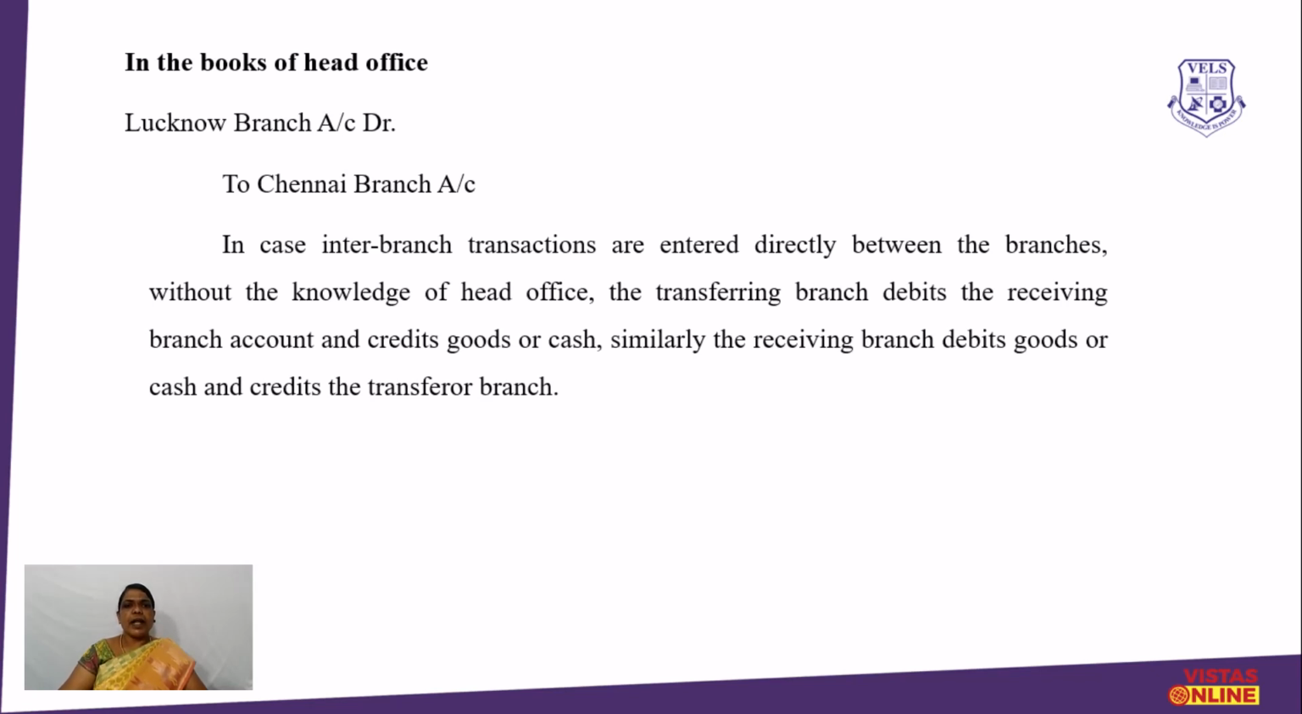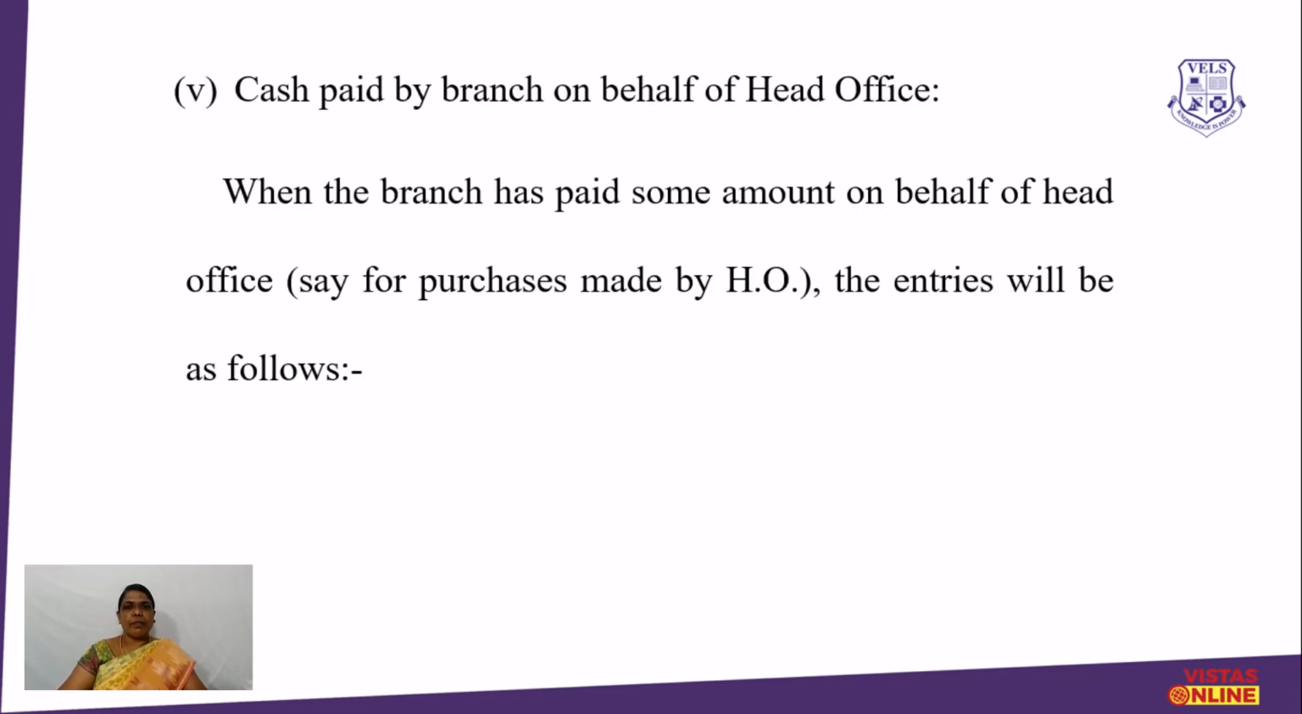In case inter-branch transactions are entered directly between the branches without the knowledge of head office, the transferring branch debits the receiving branch account and credits goods or cash. Similarly, the receiving branch debits goods or cash and credits the transferor branch. Then cash paid by branch on behalf of head office. In some situations, the branches will pay some expenses on behalf of the head office. When the branch has paid some amount on behalf of the head office, the entries will be as follows.